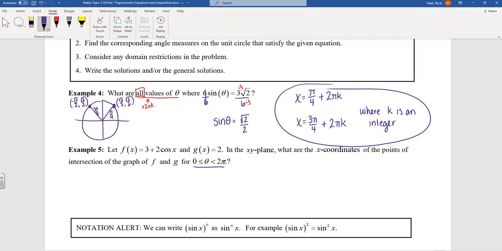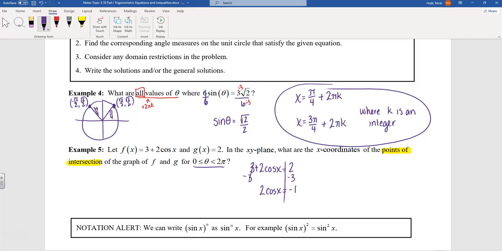It's kind of a word problem, but what do we have to do to find points of intersection? We just set them equal to each other, which essentially just sets up an equation that we're solving, all right? So I've got 3 plus 2 cosine x equals 2. And then I need to basically solve this for cosine and then think about my unit circle. So, Aiden, what would I do first for this? Perfect. So we'll get 2 cosine x equals negative 1.